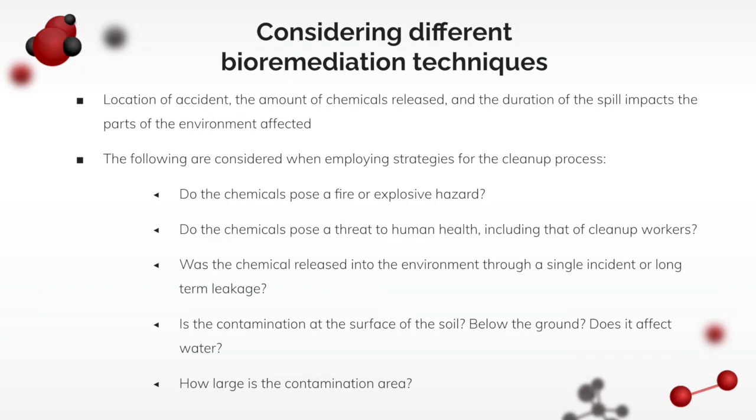Do the chemicals pose a fire or explosive hazard? Do the chemicals pose a threat to human health, including that of cleanup workers, as we saw in the BP Deepwater Horizon spill? Was the chemical released into the environment through a single incident or long-term leakage? Is the contamination at the surface of the soil, or below the ground? Does it affect water? And how large is the contamination area?